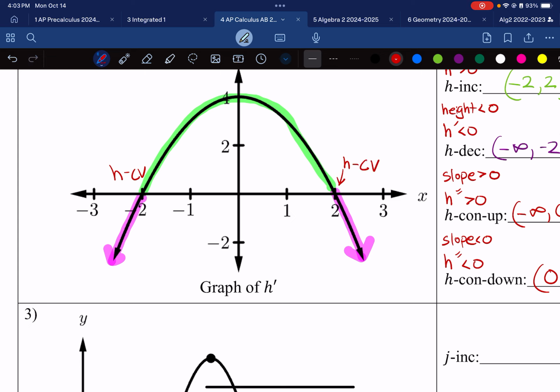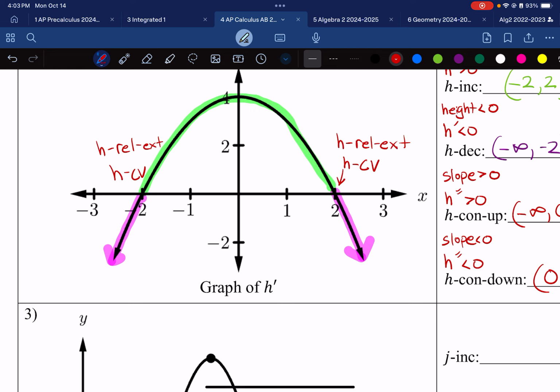If it's a critical value, then it has a potential of being a relative extremum. To be a relative extremum, you have to have a sign change. Well, did it change signs? It was a negative height, and then it was a positive height. So that is a change of signs. This one was a positive height, and then a negative height. That is a change of sign. So it is an H relative extremum in this case. This is an H relative extremum.